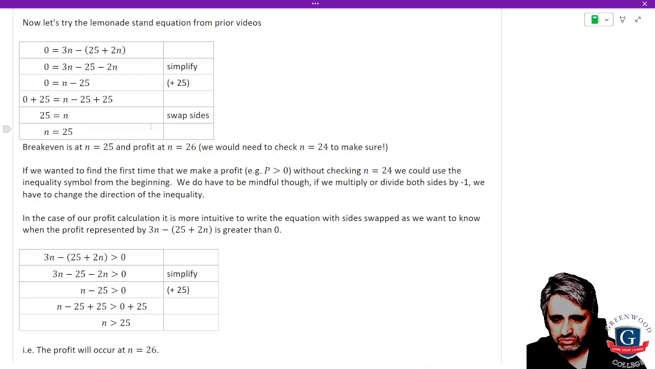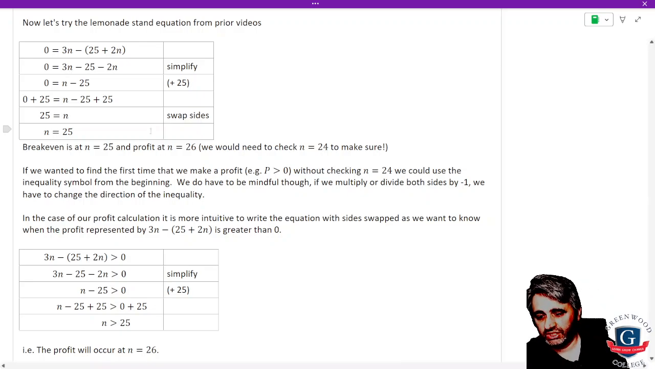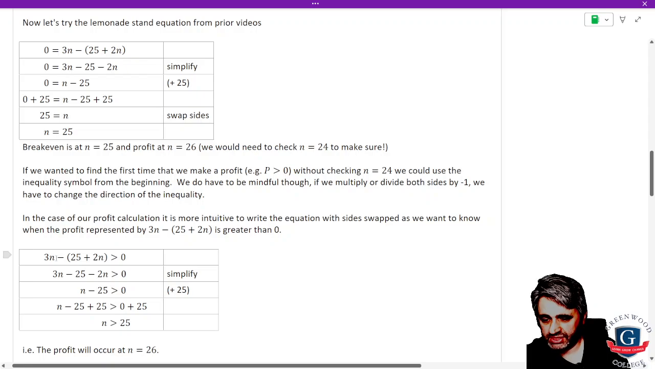Now, at this point, we wouldn't know whether the profit's 24 or 26, so we'll probably make up a little table and check. There is a quite nifty way, though, of doing it without creating a table and checking whether it's 24 or 26. We can just say from the beginning that we're looking for a value greater than 0 and not 0. So I've done that here. I've said this is how we work out the profit, and we want to know when this, the profit bit, is greater than 0. We've simplified as before to get to this statement here. When is n take 25 greater than 0? Added 25 to both sides, and found out it's when n is greater than 25. So the profit will occur at n equals 26.